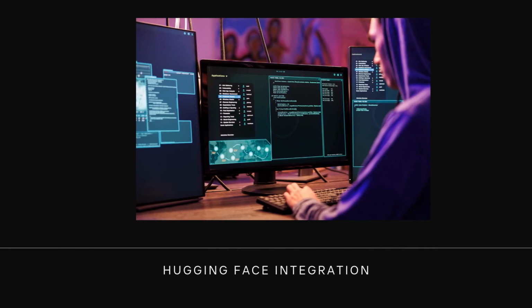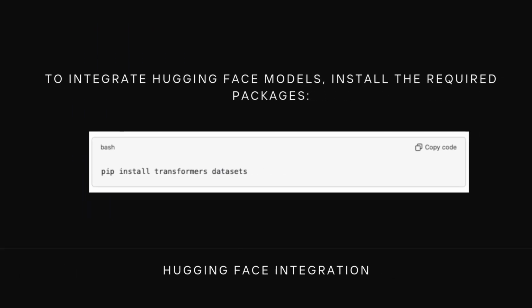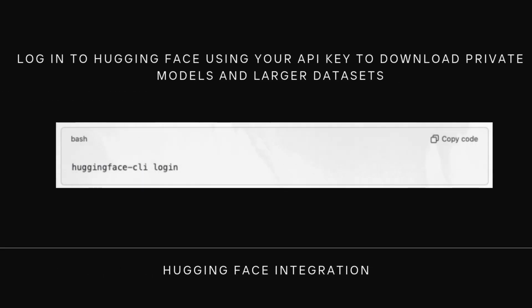Step 2. Hugging Face integration. Hugging Face's Transformers library provides access to hundreds of pre-trained models for various NLP tasks. To integrate Hugging Face models, install the required packages. Now, log into Hugging Face using your API key to download private models and larger datasets seamlessly.